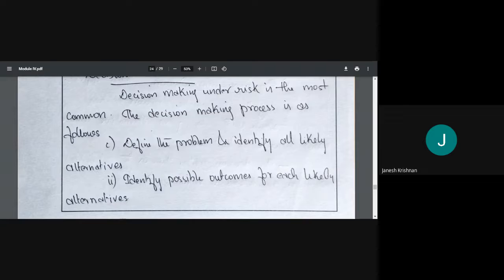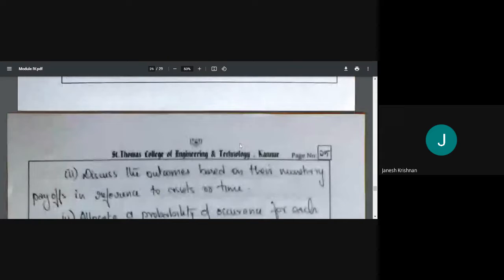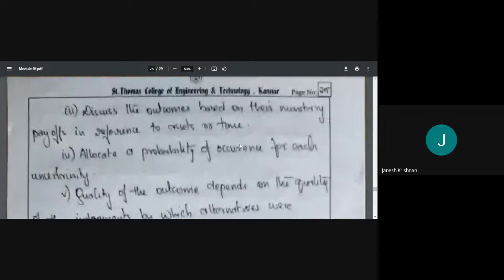So we have identified the alternatives, and now we need to identify the outcome of each of these alternatives. First, define the problem and identify the alternatives. The second step is to identify the possible outcomes for each of these alternatives. Then discuss the outcome based on the monetary payoff in reference to assets or time. So we are talking about the outcomes in money terms. We have to spend some asset, invest something, or invest time. In terms of that, we'll be discussing the outcomes, and that too in terms of money.